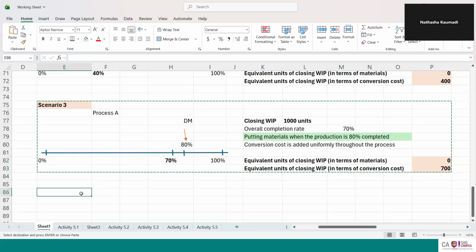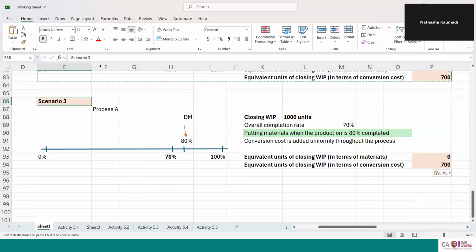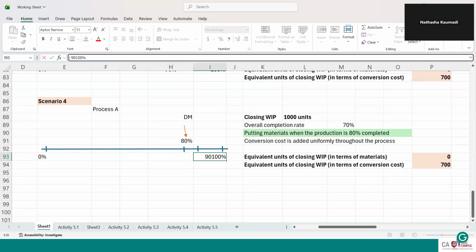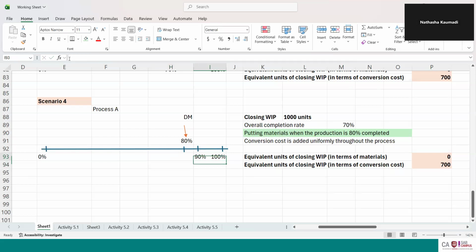I'm quickly taking the last scenario as well. Another scenario. These are not available in your slides, so make sure you write these things. Let's say overall completion rate is not 70%. I'm just changing it to 90%. Let's assume like that. We are putting materials when we reach 80% completion rate. We are now at 90%. We are 90% completed now.